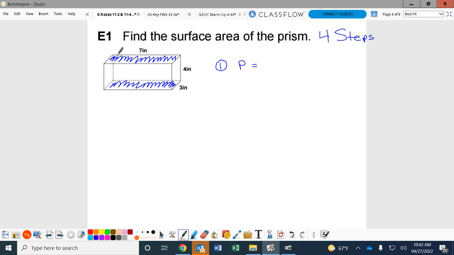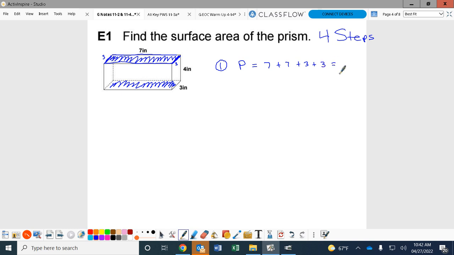So we're going to add 7 for this distance, plus 7 for the distance on the other side, plus what is this distance from here to here? 3, because it's right here. Plus what is the distance on the opposite side? What's this distance right here? 3. They should be the same. It's a rectangle.